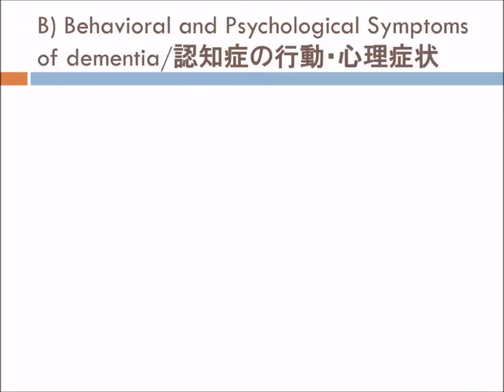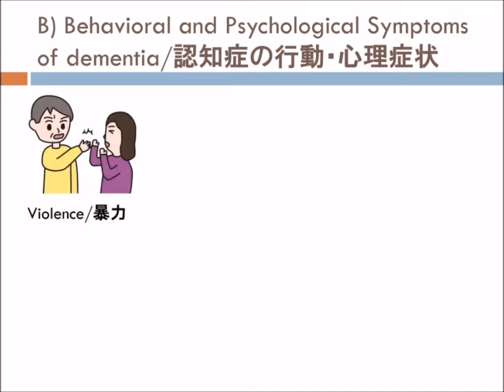Behavioral and psychological symptoms of dementia. Excitement, aggressive behavior, like violence. Excitement and aggressive behavior are caused by the person's anxious feelings, as he or she doesn't understand what other people do to him or her. It is considered that his or her aggressive behavior is caused by his or her inability to let others know of his or her pain, urge to defecate, urge to urinate, etc.